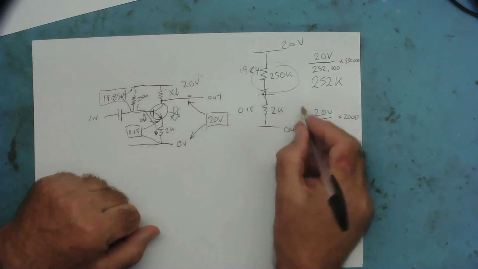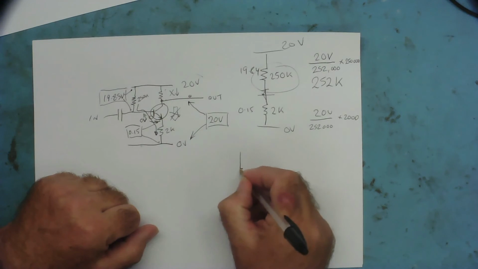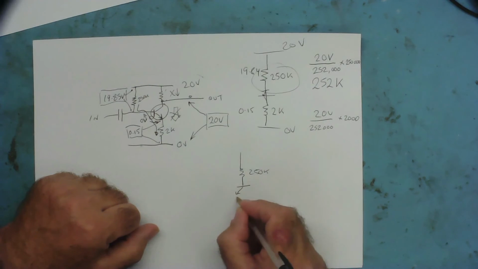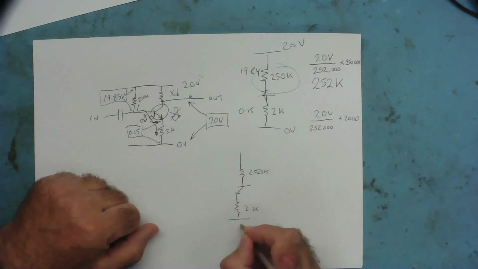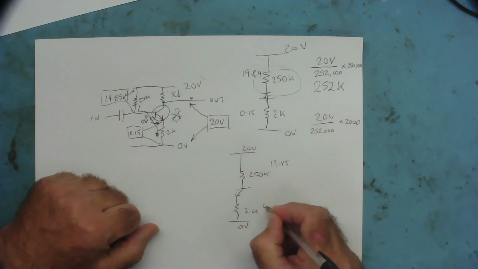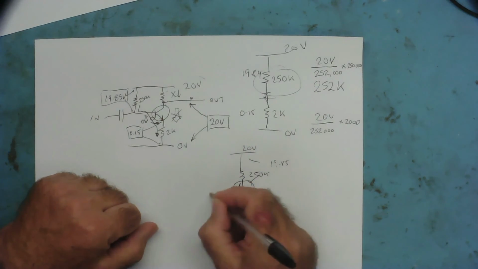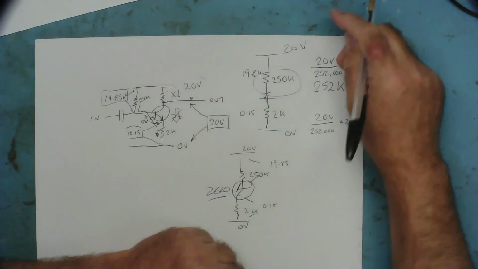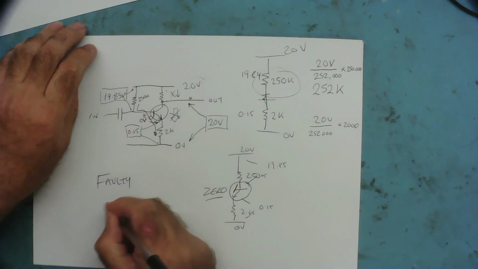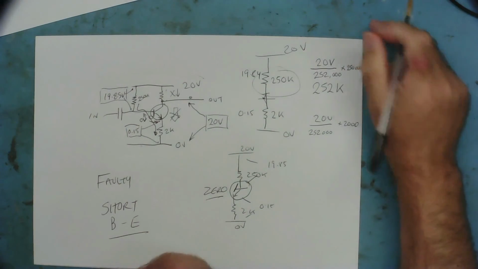So the resistance of the transistor, base to emitter, must be 0, yeah? So effectively you've got 250k, yeah? You've got base to emitter, and you've got 2k, yeah? 0 volts, 20 volts, and because we've got 19.85 here and 0.15 here, yeah, the resistance of this is 0. That's a short circuit. So this circuit isn't working, it's faulty, and it's short base to emitter, without using a resistance meter.